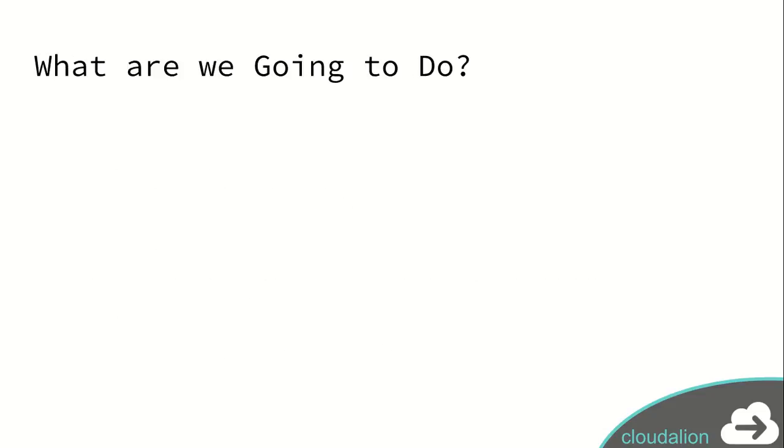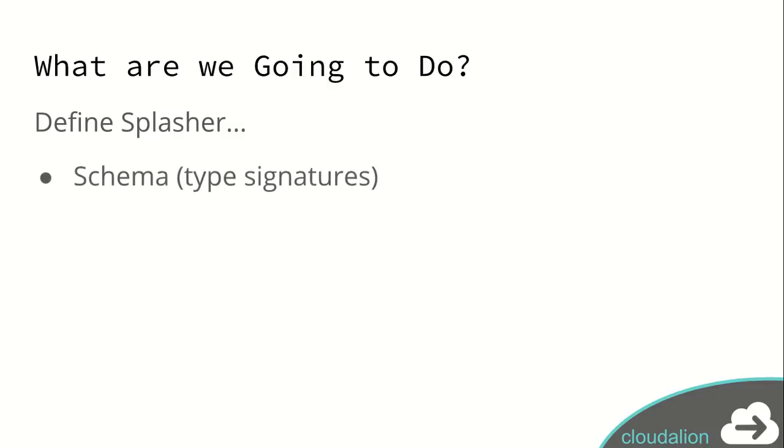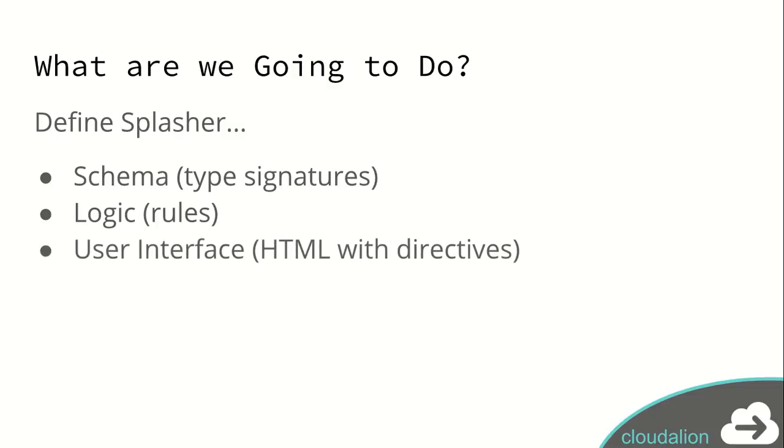So what are we going to do today? We're going to define Splasher. We're going to define a schema, which is a set of typed signatures. We're going to define its logic by using first order logic rules, and define its user interface using HTML with directives.